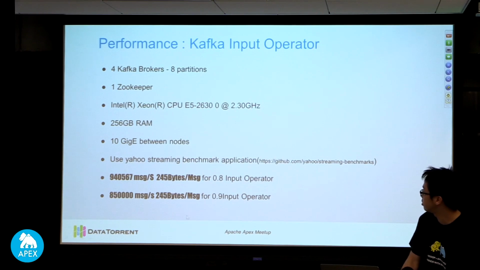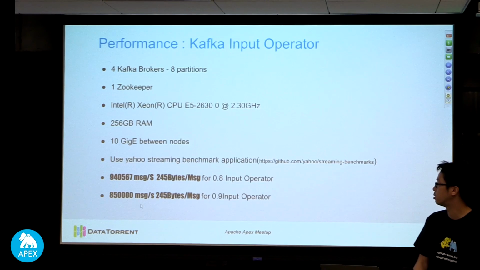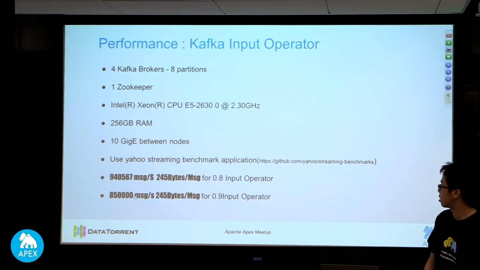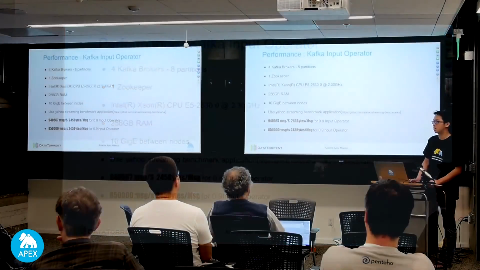And for the new one, I just got this number yesterday, so the number is good, but according to the Kafka community, the new consumer should be more efficient than the old one. So we should see a number bigger than this one. So we are still working on the tuning.